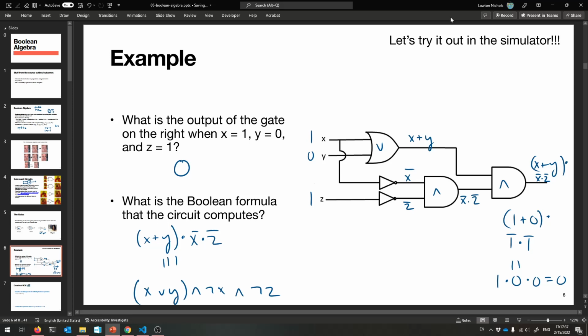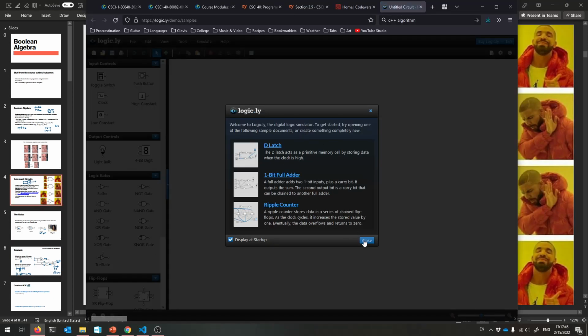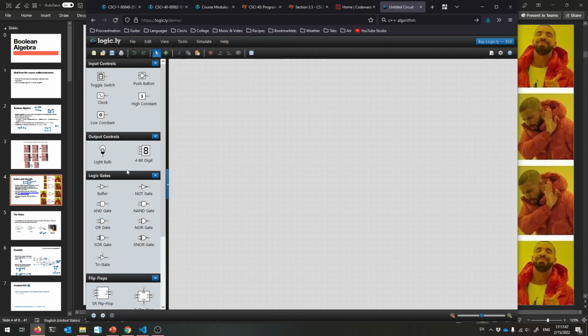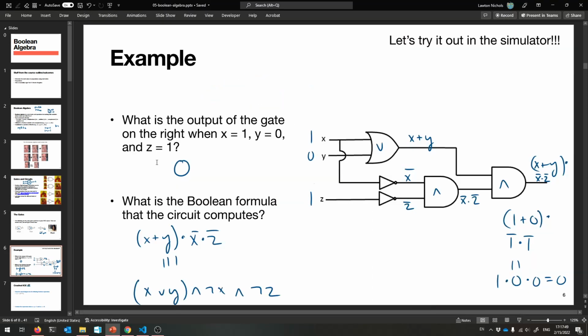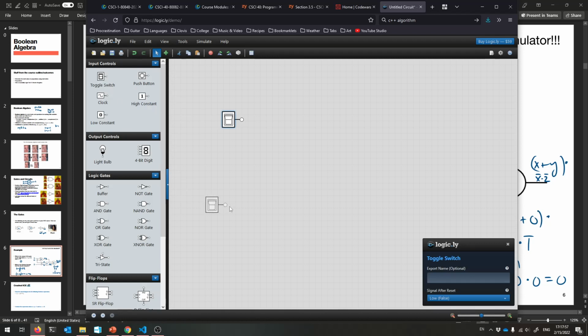Okay, hopefully that made enough sense. And we can try this in the simulator too, because why not? So it looks like this one loaded faster last time, so let's go there and let's build this circuit because we can. So we need an OR gate. We need 3 inputs first of all. So we're going to need 3 inputs as light switches.